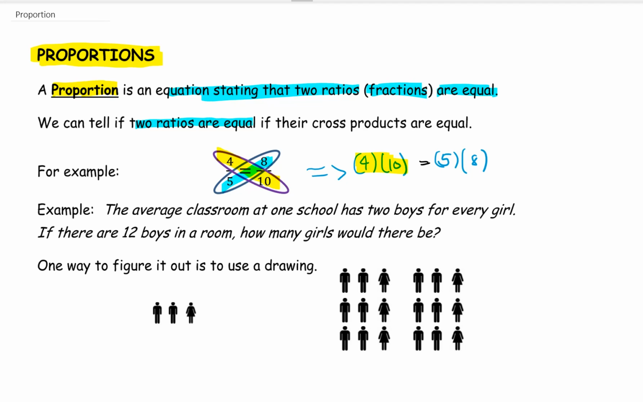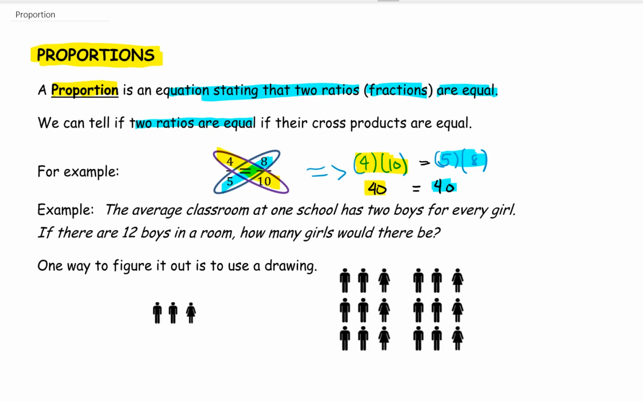So the numerator of the first ratio multiplied by the denominator of the second ratio should be equivalent to the denominator of the first ratio multiplied by the numerator of the second ratio. So if you can see here, 4 times 10 is 40, and indeed 5 times 8 is 40. So if that is the case, again, we can say that the two ratios are equal.